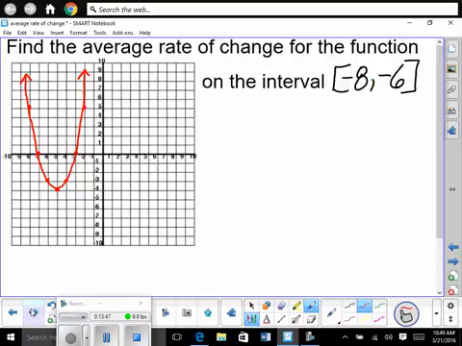Last 2 problems, the rest of the time is yours. You will finish in class as long as you fully understand and aren't making errors that people make when they get started too soon. So it says, find the average rate of change for this function, this picture, on the interval between -8 and 6.